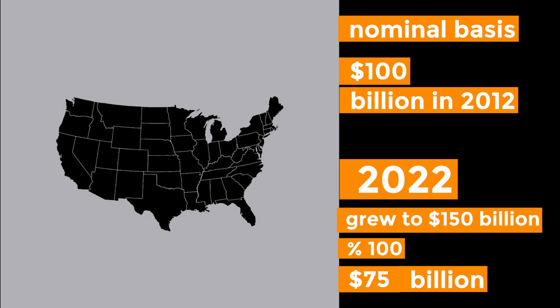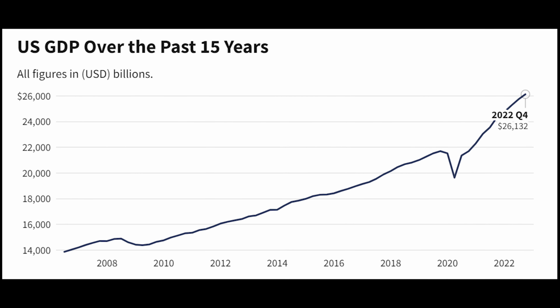In this picture, you can see the US GDP over the past 15 years. You can see that in 2008 the maximum was around 14,000 billion, but in 2022 it was around 26 trillion. So you can see the difference in the GDP and how it is increasing over the long term. That was the example for US GDP over the past 15 years.